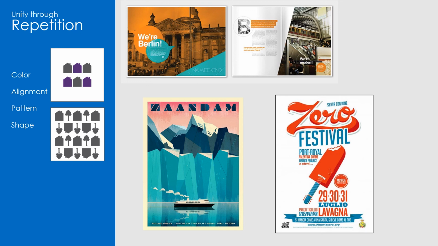One of the things we'll talk about is unity through repetition. Different things you could repeat would be colors, alignments, patterns, or shapes. What we're talking about is the repeating of visual elements within your design. Whether I'm talking about a one-page design or a multi-page design, you're going to see the same visual elements at play. So let's look at some examples to make this make more sense. At the top of the slide, you can see there are two spreads.